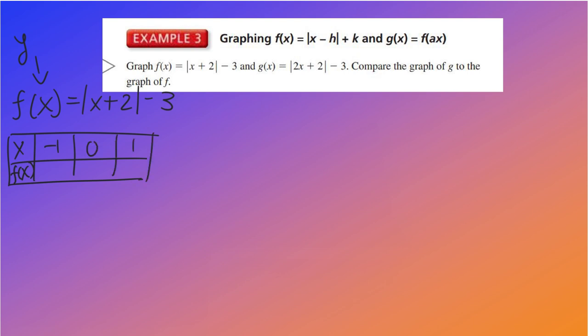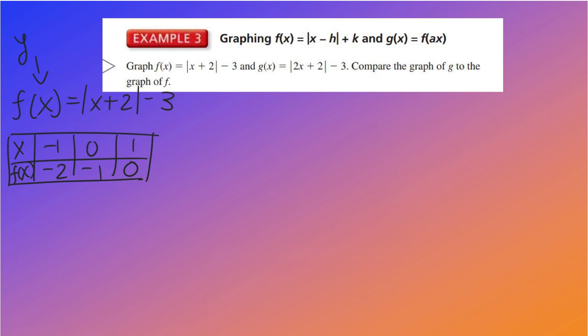Substitute: -1 plus 2 is 1, and the absolute value of 1 is 1, minus 3 gives me -2. Then 0 plus 2 gives me 2, and 2 minus 3 gives me -1. Finally, 1 plus 2 gives me 3, and the absolute value of 3 is 3, minus 3 gives me 0. I have my ordered pairs there, which are my points.